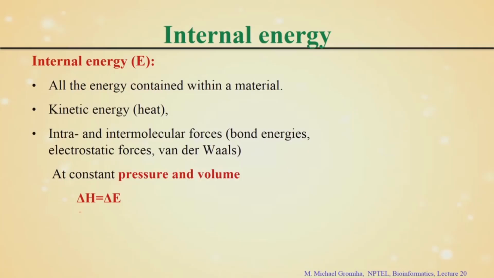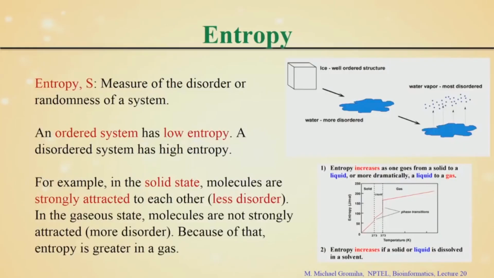Internal energy represents all the energy contained in the material, for example kinetic energy, or intramolecular interactions like bond energy, electrostatic energies, van der Waals forces and so on. At constant pressure and volume, delta V equals 0, so delta H equals delta E. You can represent delta H as the internal energy of the system, that means different types of interactions.